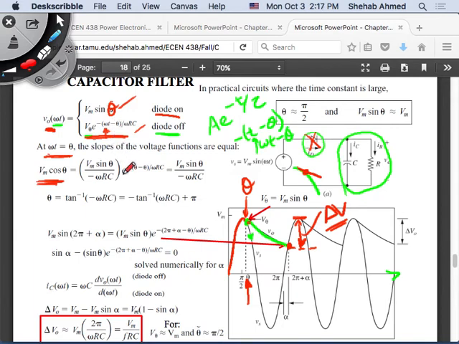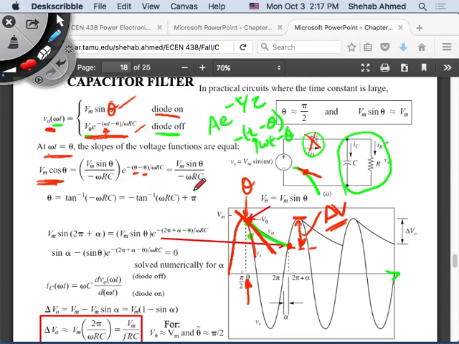So I substitute omega t with theta. That's what they did here. That's what they have here. So I find the slope of this side at theta, and then I equate them to each other. So I want to find the slope of the input waveform and the slope of the exponential at this point theta. I equate them to each other, and that's what I have here.